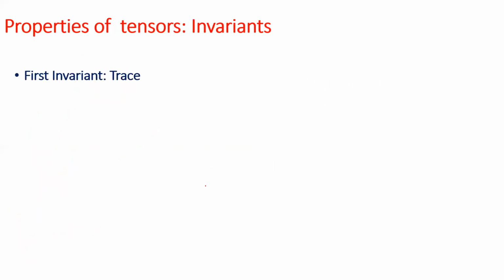Properties. As we saw earlier, an invariant is a scalar valued tensor function. We are talking about properties of tensors, and hence we are referring to the invariants of a tensor, in particular the second order tensor. So an invariant is a scalar function of a tensor. That means an invariant is a scalar. The input to an invariant function is a tensor. The output is a scalar because it is a scalar valued function.